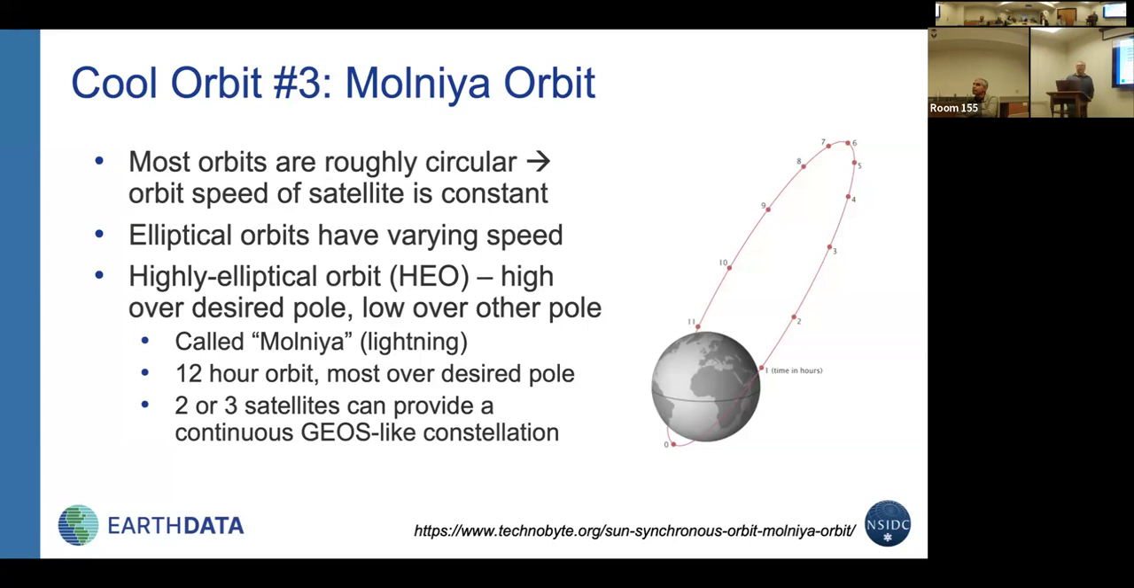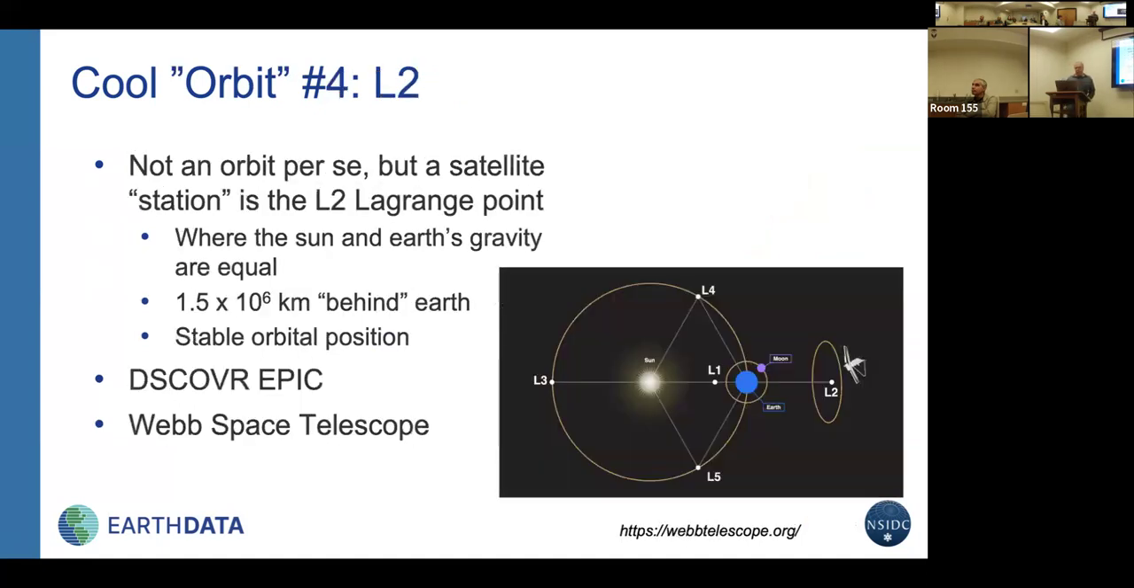We don't really have Molniya orbit satellites. The Russians have done it. Canada has talked about doing it because Canada is in the far north. For Russia it makes sense because they're in the far north too, so they don't get as good use of the geostationary satellites. But it's kind of interesting. They're like a 12-hour orbit. So again, you get two or three, you can cover that.